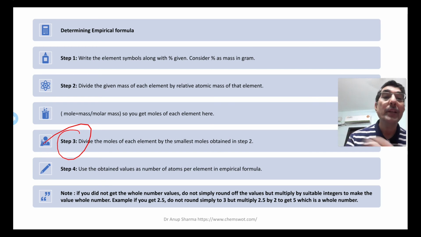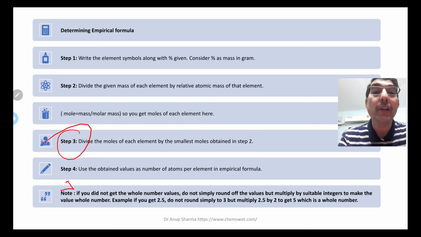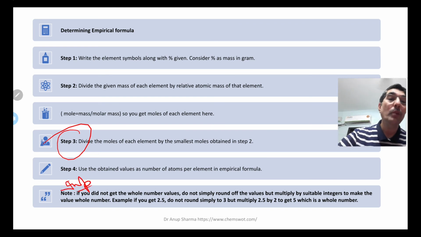Note, this is very, very important: if you don't get whole number values, do not simply round off the values, but multiply by suitable integers to make the values whole numbers. For example, if you get 2.5, do not round off to 3 like we simply do in mathematics. We don't do this here because atoms cannot be fractions. So we multiply by suitable integers to make them whole numbers.